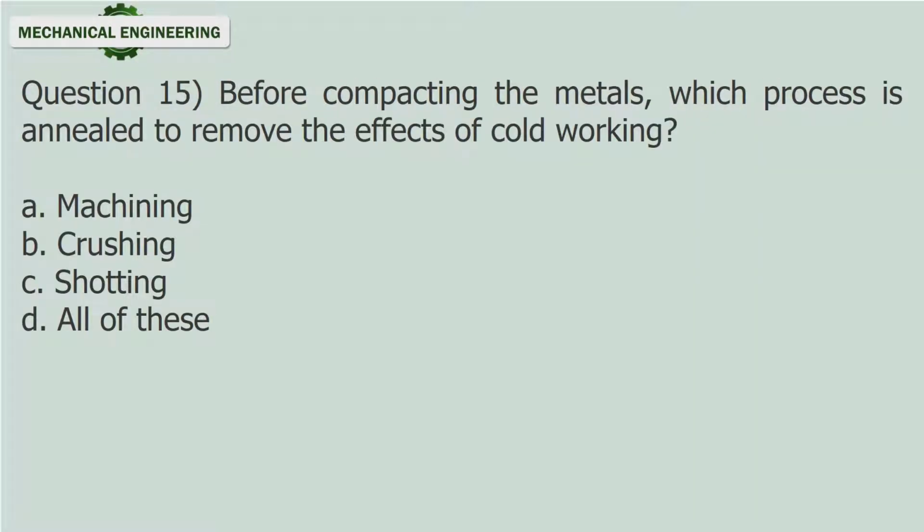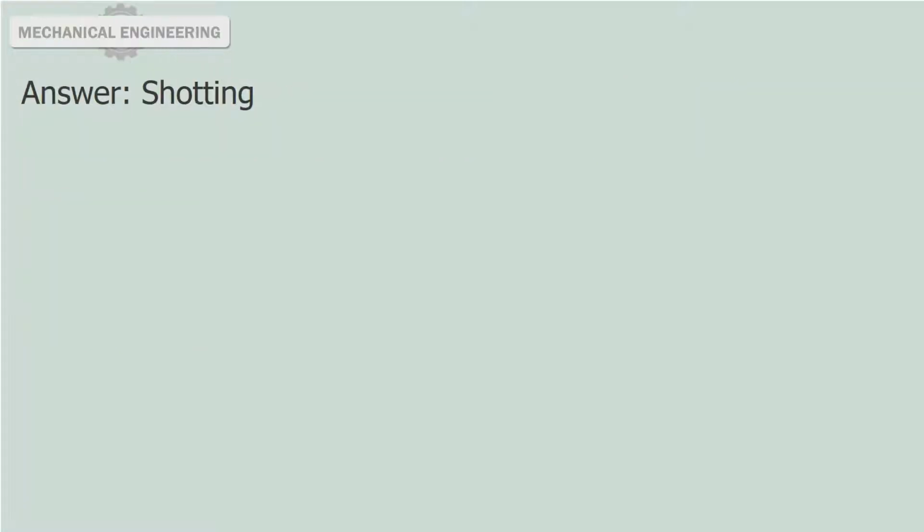Question 15. Before compacting the metals, which process is annealed to remove the effects of cold working? A. Machining. B. Crushing. C. Shotting. D. All of these. Answer: Shotting.